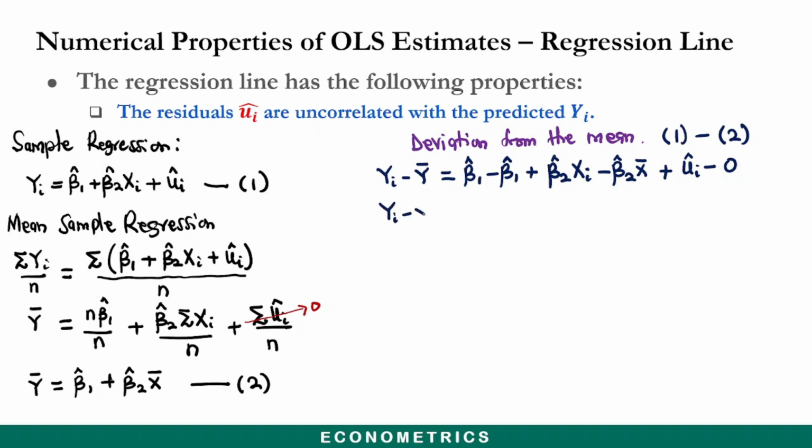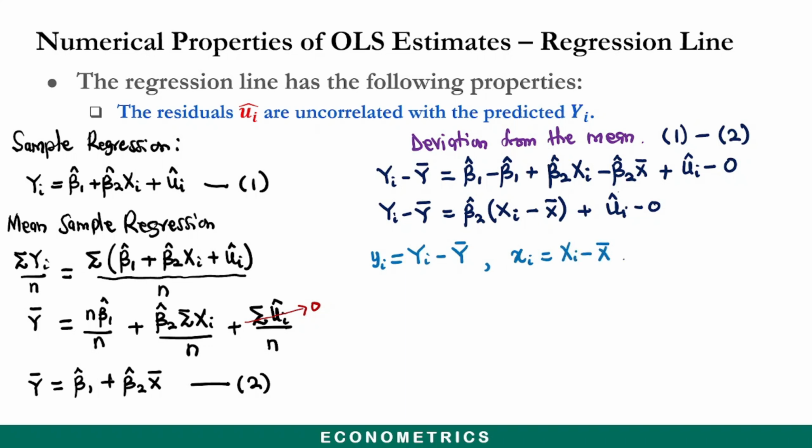So we have yi minus y bar, and that equals beta 1 hat minus beta 1 hat, which will cross out, so that will become 0. Then here we are going to have beta 2 hat, we can factorize that one out, and we have xi minus x bar, then plus ui hat minus its mean, which is 0. Now, at this point, we will have to adopt the fact that the deviation of y, so yi minus y bar, is simply equal to the lowercase yi, and also the lowercase xi is the uppercase xi from its mean. And the lowercase ui hat is the uppercase ui hat from its mean of 0.